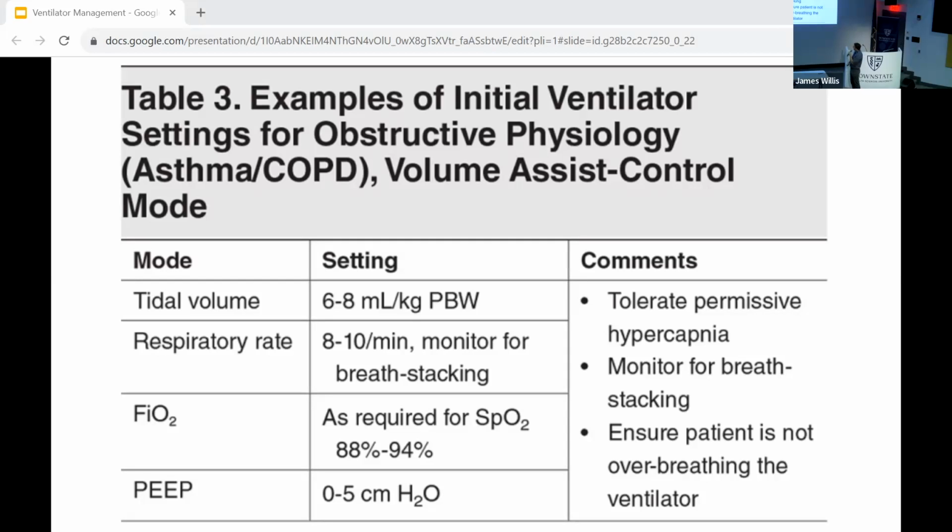and monitor for breath stacking. Look at that expiratory flow. Is it returning to baseline? Is the patient becoming hemodynamically unstable? Are they still wheezing before the next breath is being delivered? Is there signs of auto PEEP? And if there is, make some adjustments while you're treating their asthma.